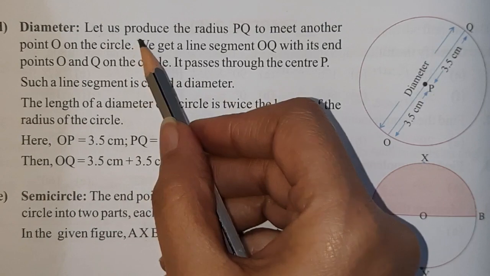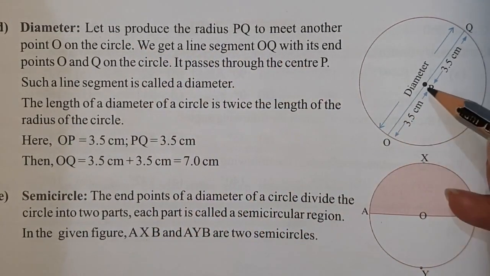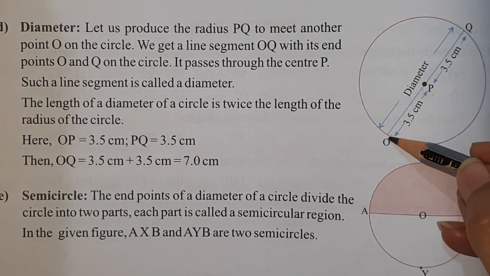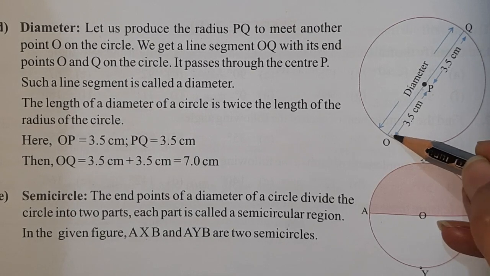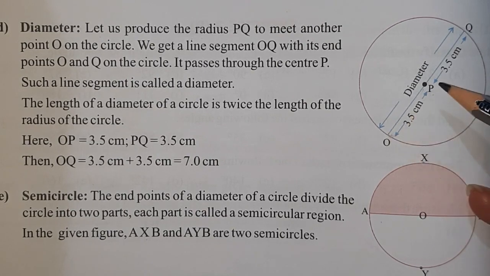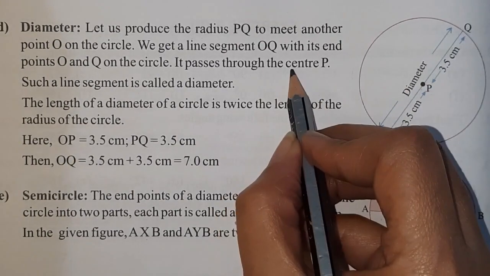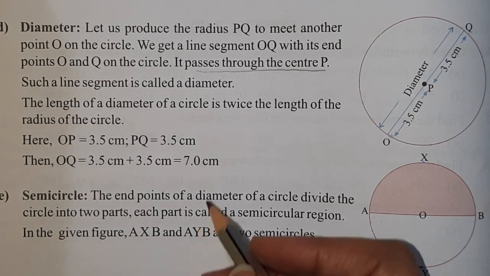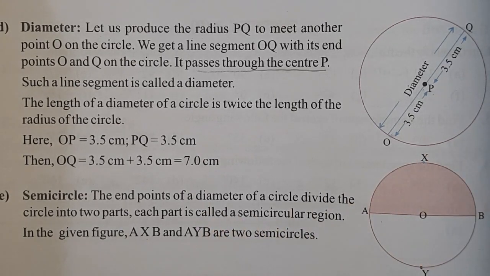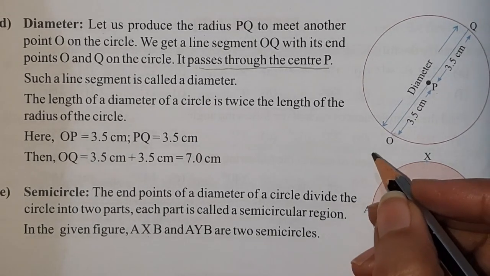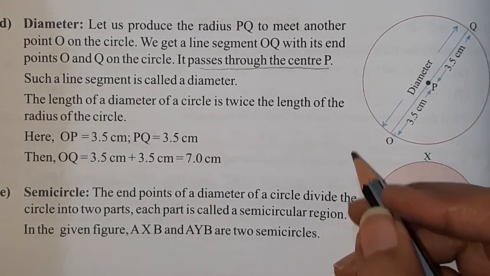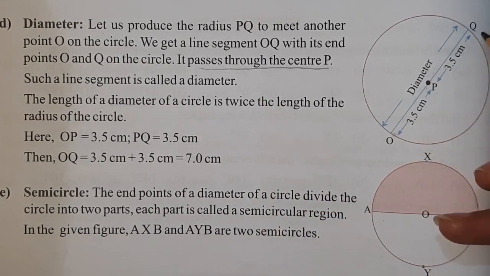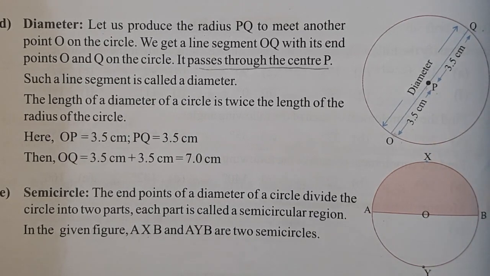Diameter. Let us produce the radius PQ. If it is produced and it is going to touch another point on the circumference, and passes from the center, it is very important, it should pass from the center, it is known as diameter. So in simple way, we can write down the definition of diameter as the line segment whose end points lie on the circle.